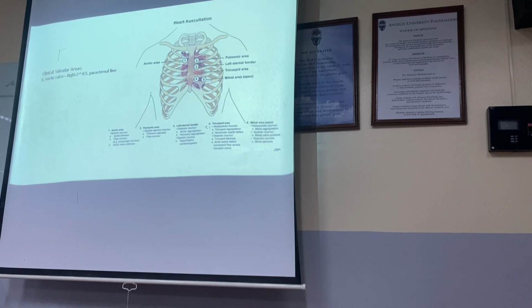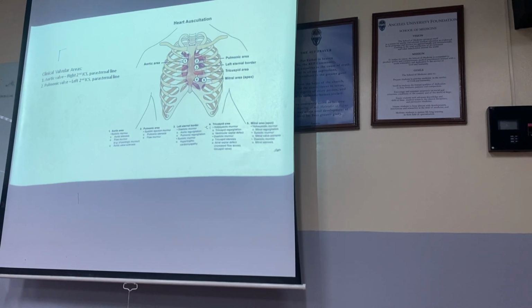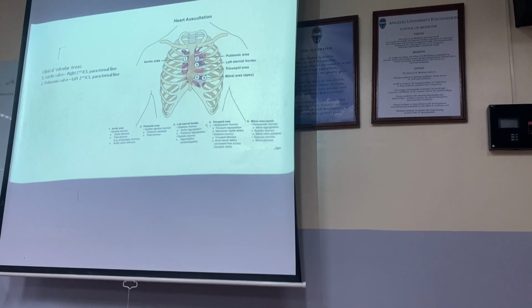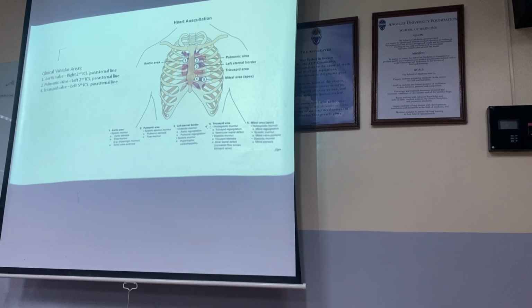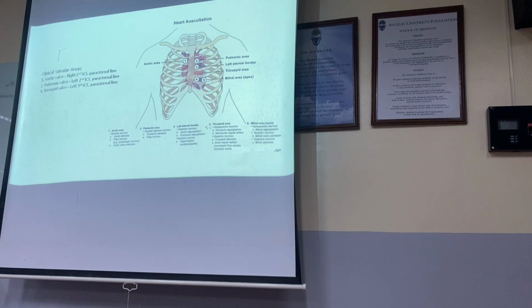The aortic valve is right, second intercostal space, parasternal line, and that's number 1. Number 2 is your pulmonic. You know this already, right? It's on the left side, so it's the reverse, anatomically speaking. Left, second ICS, parasternal line. And then your tricuspid is number 4. Left fifth ICS but not MCL. It's not mid-clavicular, it's parasternal line. The only one that falls on the mid-clavicular line is your mitral valve. Left fifth ICS, mid-clavicular line.